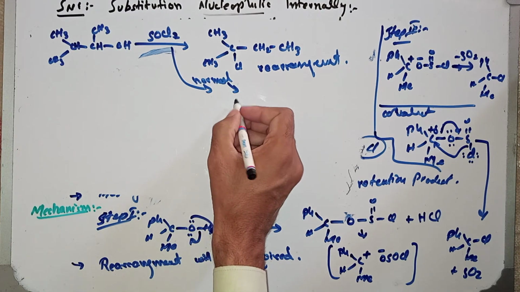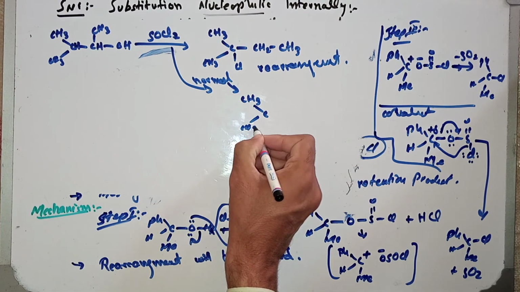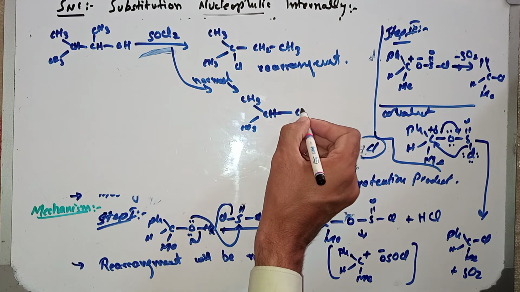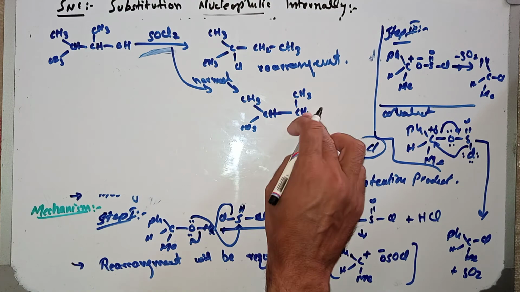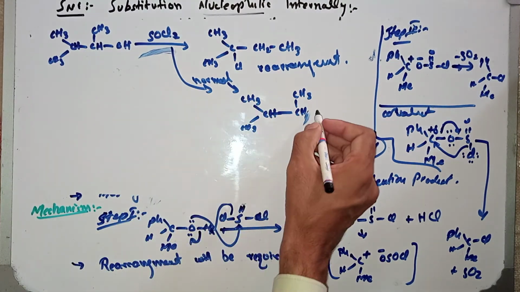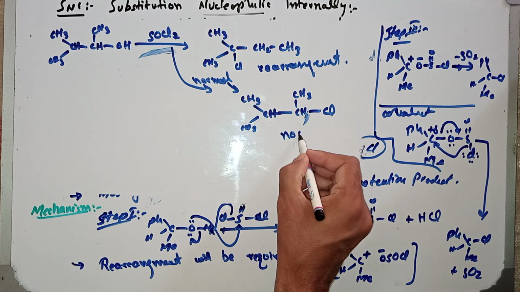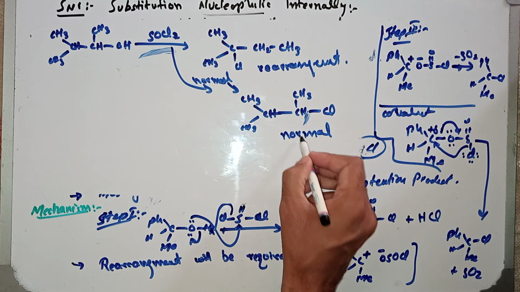The normal product will be like this: CH3, CH, CH3, CH2, CH3, not CH2 here, only H, and Cl. This is the normal product, the expected product.